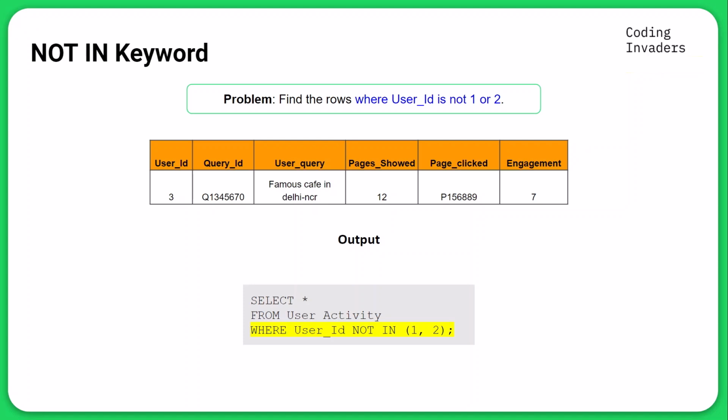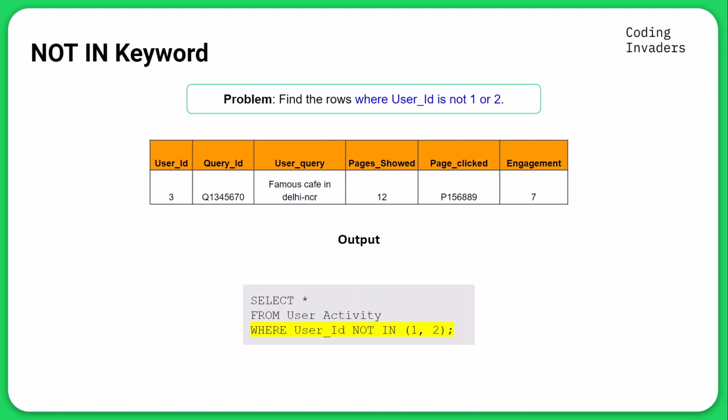What will it give you? It will give you all the rows which are apart from user ID 1 or 2. In our example, the output will only be a single row, as we have only one row with user ID 3, which is not 1 or 2. Great. So we have learned how to write this query.